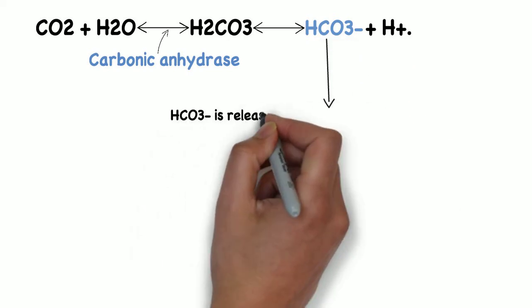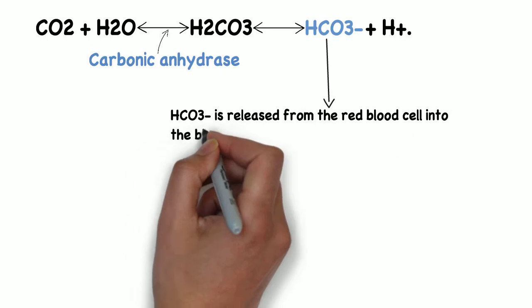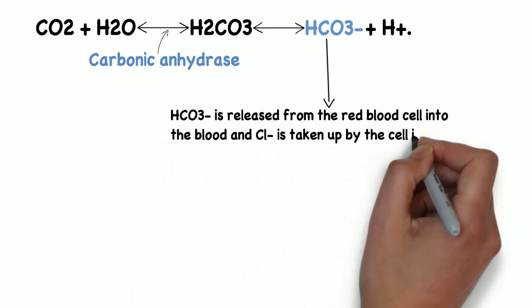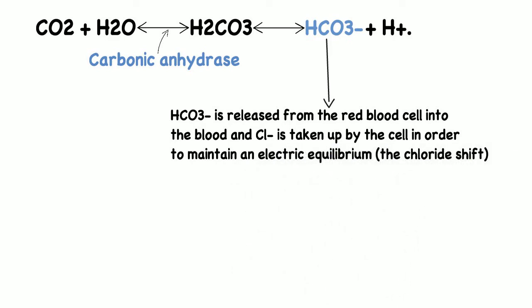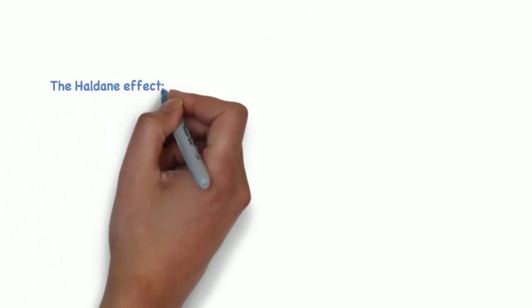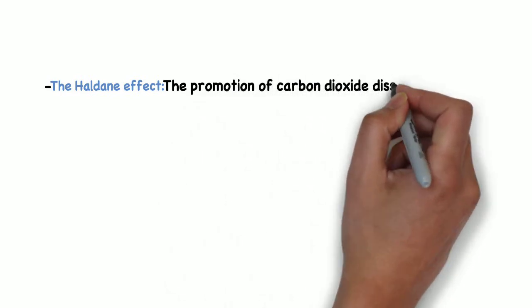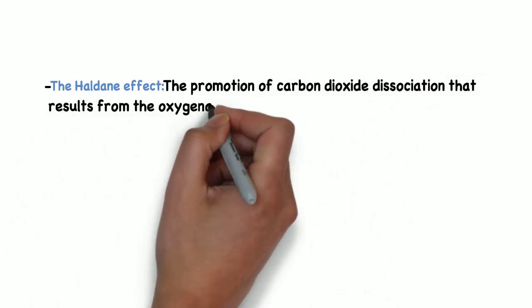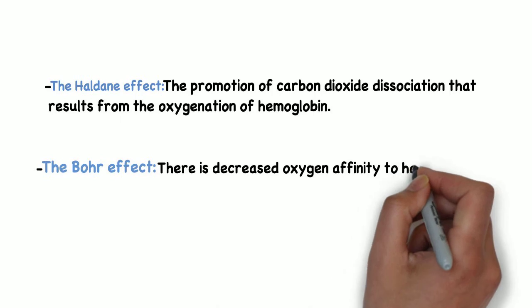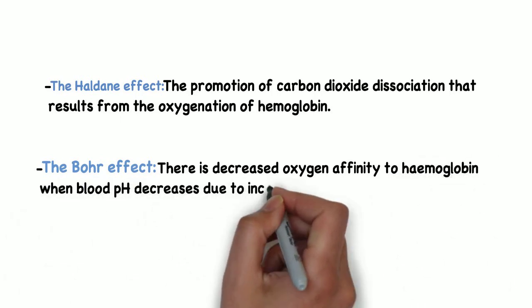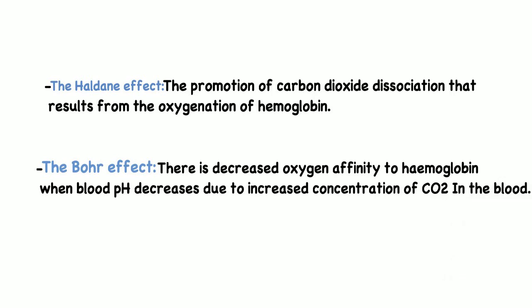The bicarbonate ions formed by this reaction are then released into the blood, and chloride ions are taken in to the red blood cell so that the electric charge in the red blood cell's membrane will remain in equilibrium. This is called the chloride shift. When it comes to the transport of carbon dioxide in the blood, it is worth noting 2 important effects. The Haldane effect, which is the promotion of carbon dioxide dissociation that results from the oxygenation of hemoglobin, and the Bohr effect, which states that there is decreased oxygen affinity to hemoglobin when the blood pH decreases due to increased concentration of carbon dioxide in the blood.